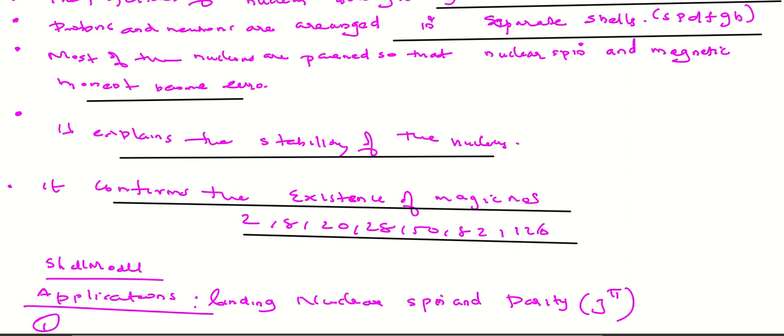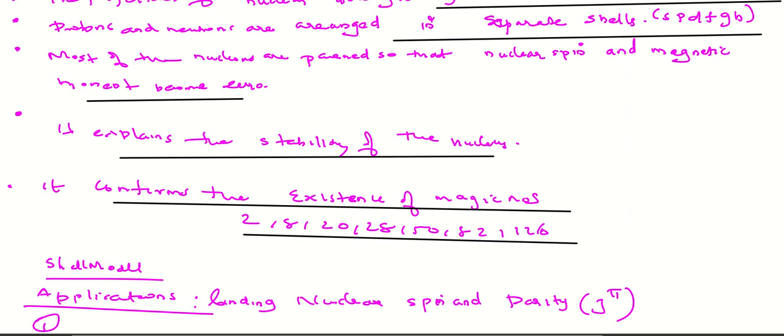These numbers are magic numbers. It is confirmed by the shell model that these numbers of protons and neutrons show some extra stability. In the shell model, the properties of the nucleus are determined by the last unpaired nucleon, and the neutrons and protons are separately arranged inside the nucleus, and paired.